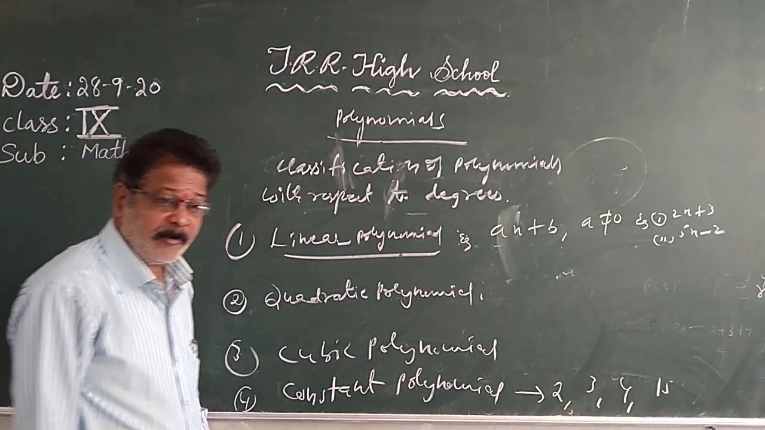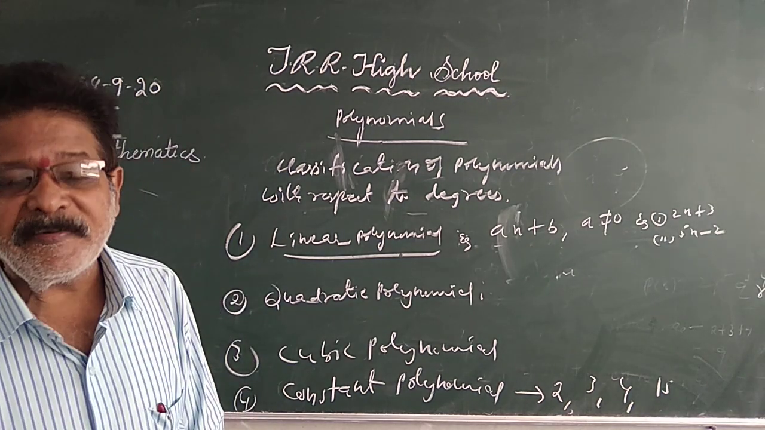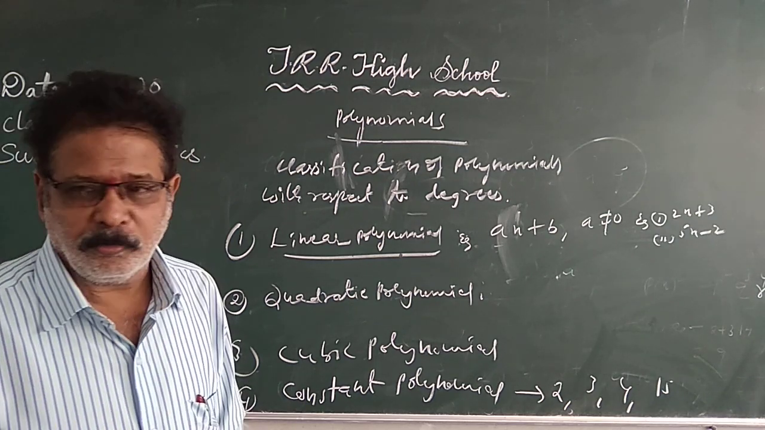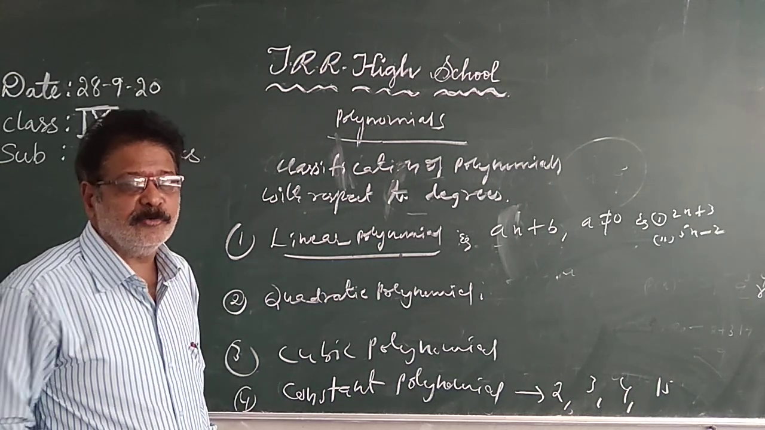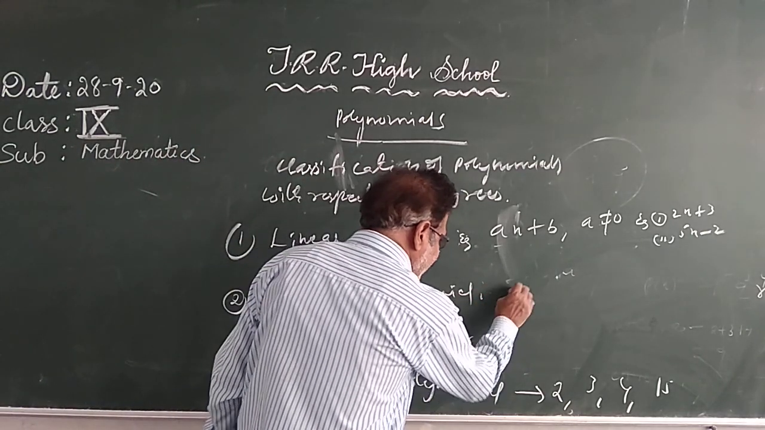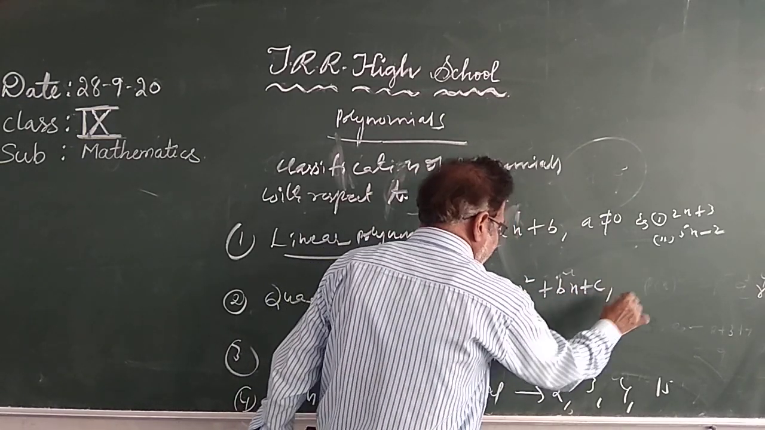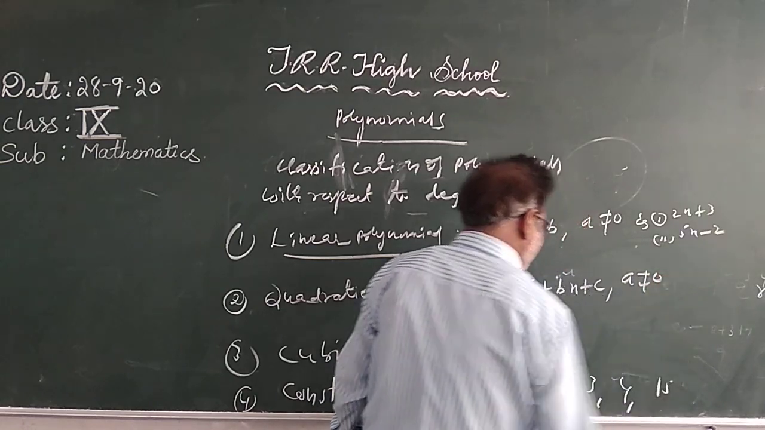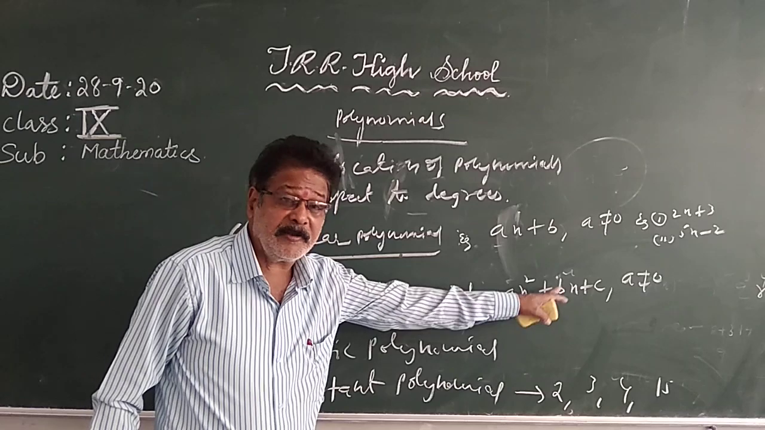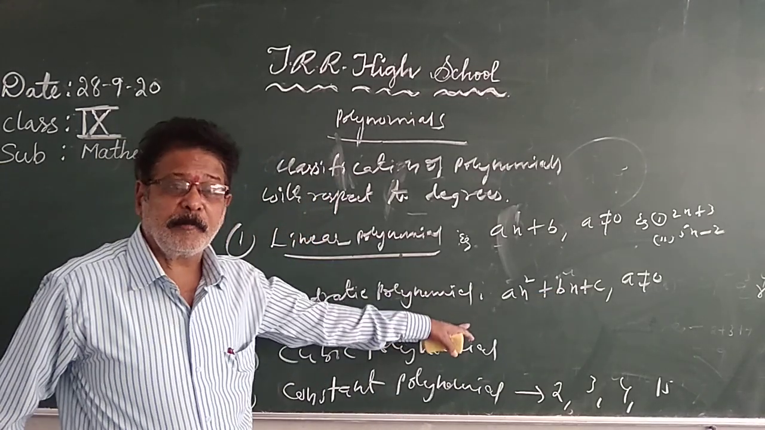Now, quadratic. The general form of a quadratic polynomial. What is quad? Quad means 2. So a quadratic polynomial means a polynomial whose degree is 2. The general form of a quadratic polynomial is ax square plus bx plus c, where a is not equal to 0. The highest degree is 2, so it is called a quadratic polynomial.